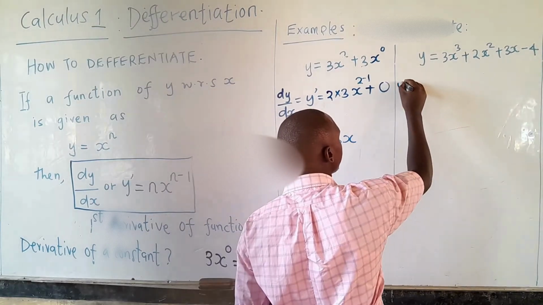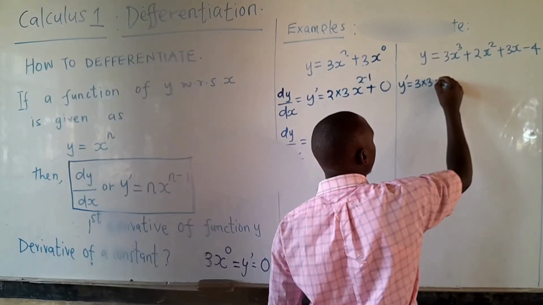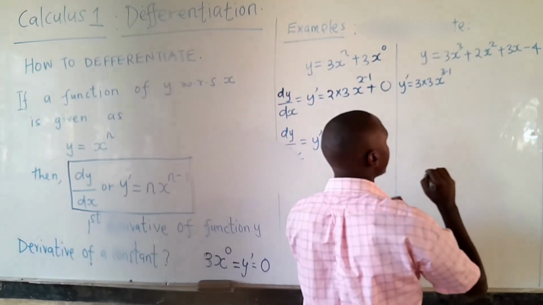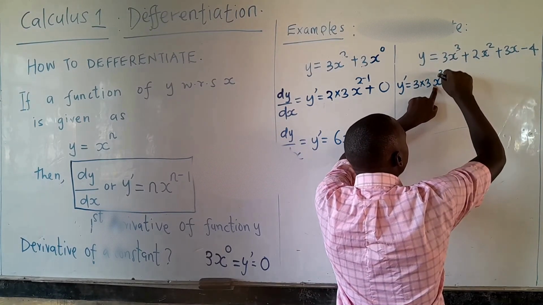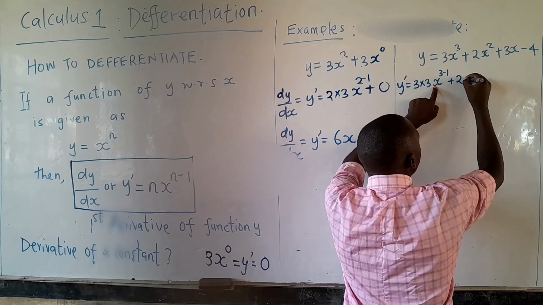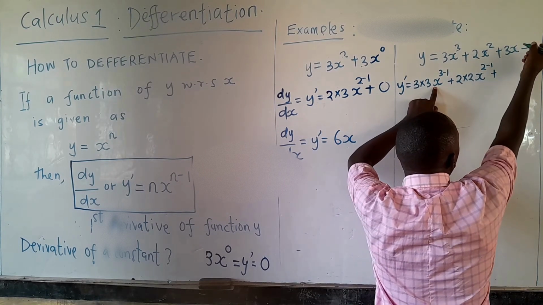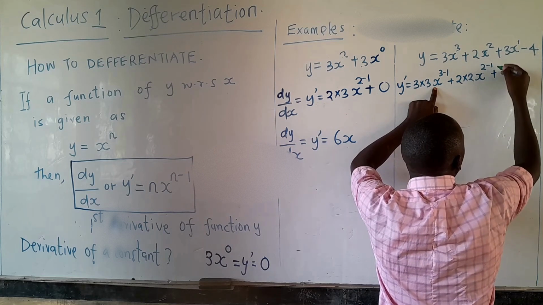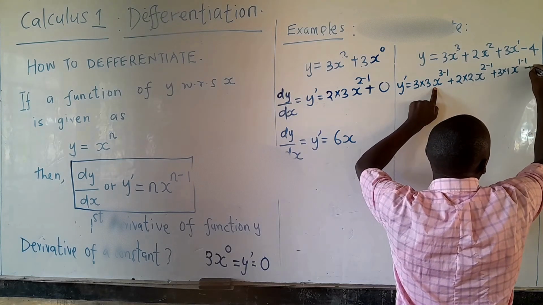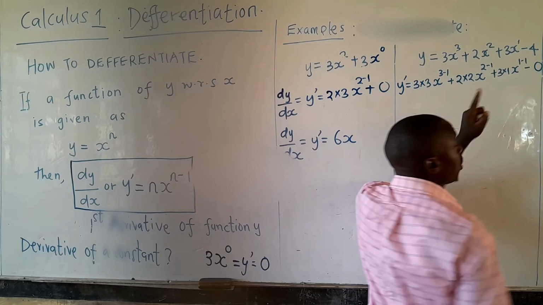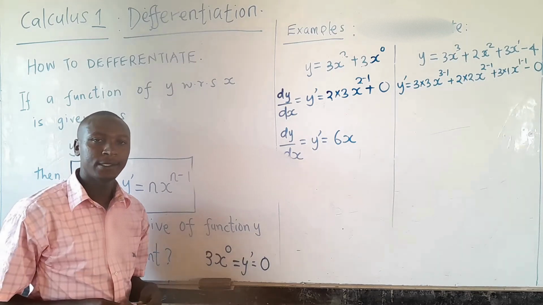So this one, y prime, or the first derivative, is going to be 3 multiplied by 3, x power 3 minus 1. That is the first derivative. 3 multiplied by 3, x raised to 3 minus 1, plus 2 multiplied by 2, x raised to 2 minus 1 again, plus, now this is x power 1, 3 multiplied by 1, multiplied by x to 1 minus 1, and minus, because this is going to be 0, because we have said here that the derivative of a constant is always 0.